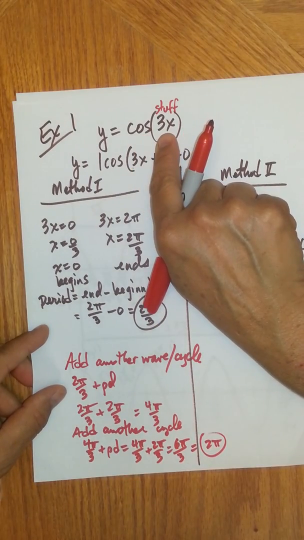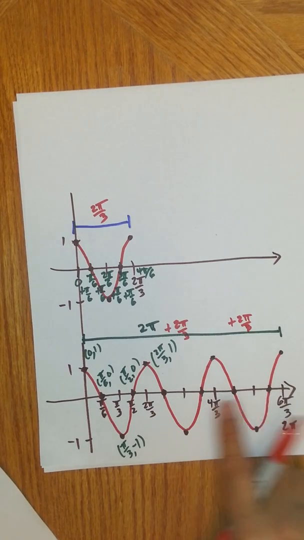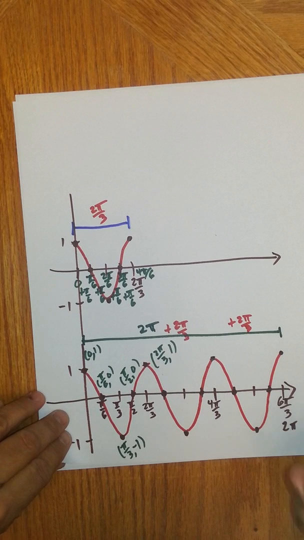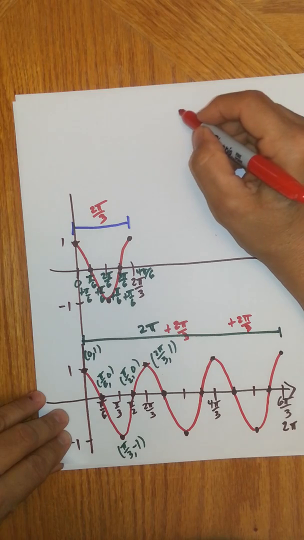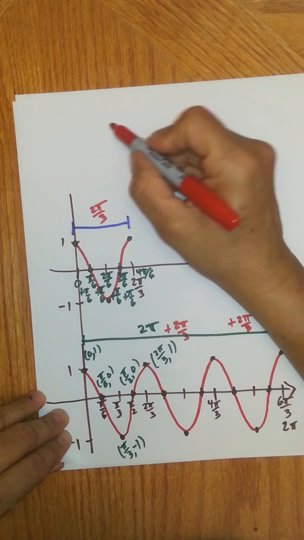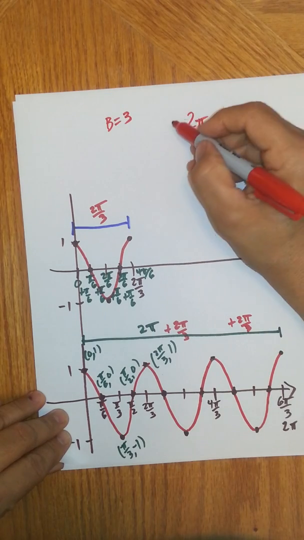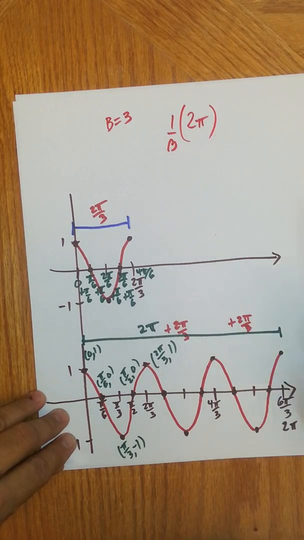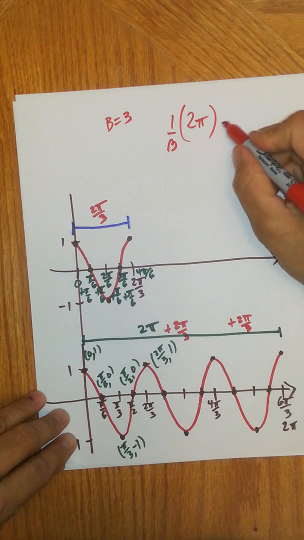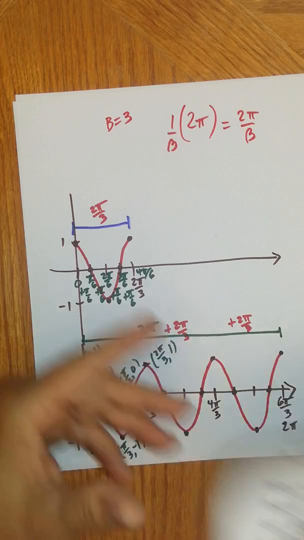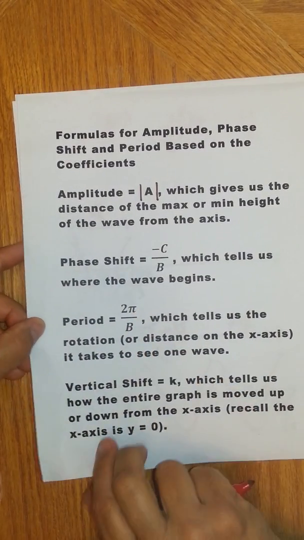And my original function was cosine of 3x. And that 3 corresponds to the fact that I have 3 waves in the same distance that I used to have 2 pi. So the idea is, the original period was 2 pi, and now, because b is 3, it only takes me 1/bth of the original period to see one wave. And that's the 2 pi over b. That's the 2 pi over b that you see as the formula for the period. Okay.